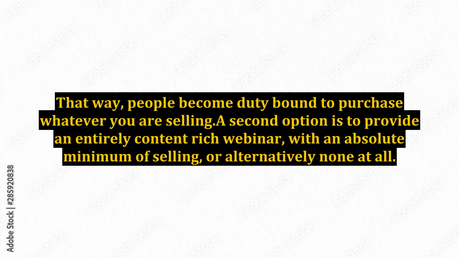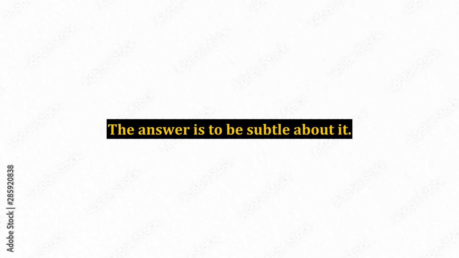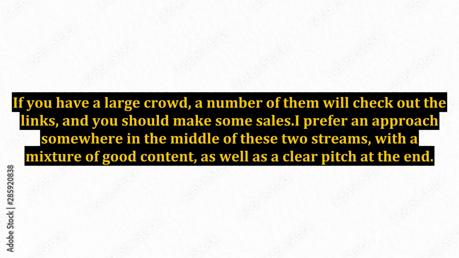A second option is to provide an entirely content-rich webinar, with an absolute minimum of selling, or alternatively none at all. This might sound counterintuitive after all. How can you make money on a webinar without selling anything? The answer is to be subtle about it. By using your own products as examples of things that can be achieved, you will be able to subtly slip links into your webinar. If you have a large crowd, a number of them will check out the links, and you should make some sales.